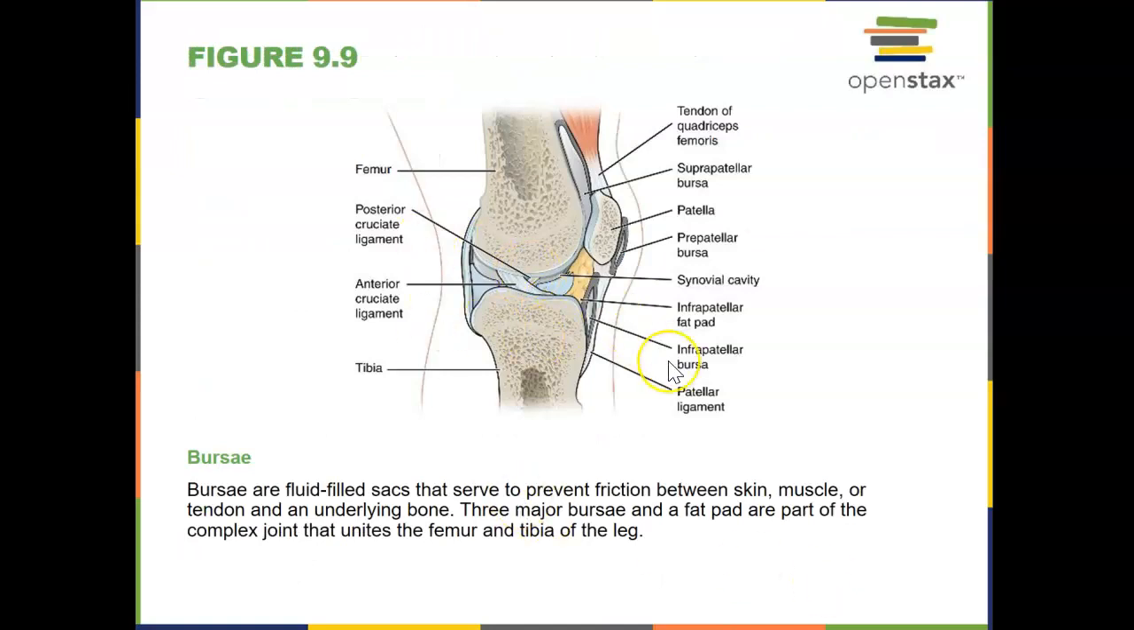So here's a picture from your book showing you, in addition to like the fat pad, the prepatellar bursa, the anterior bursa, and so forth. You can see here the anterior cruciate ligament, the ACL, and there are other ligaments inside of the knee, but we won't deal with that right now.